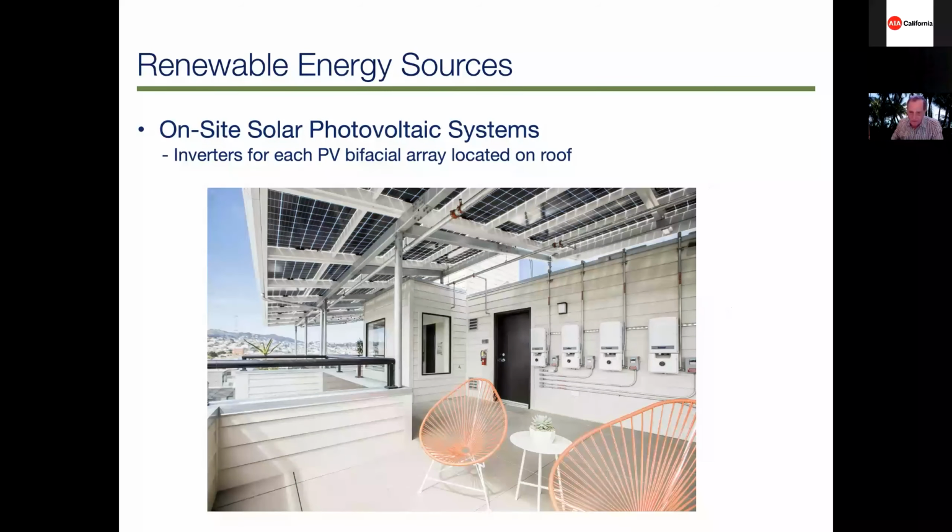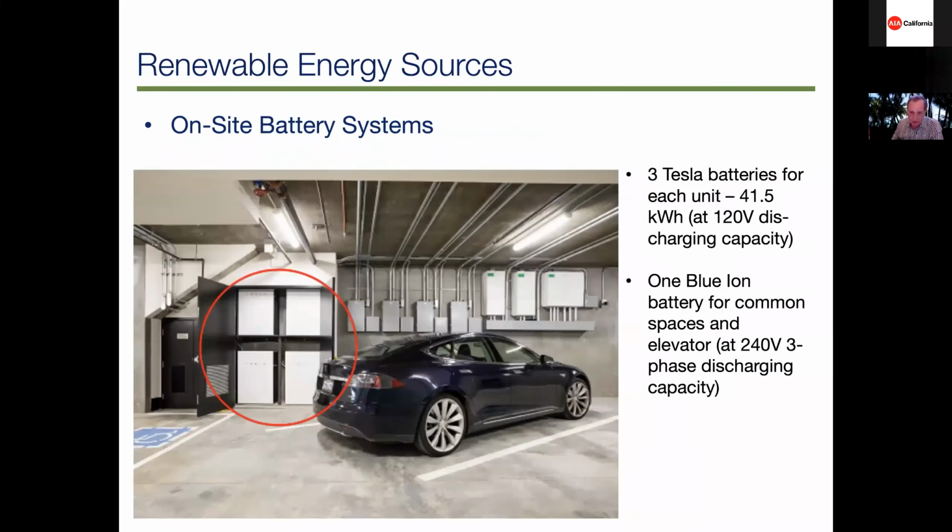The inverters you can see in this photograph are against the wall. Each condominium unit has its own converter and its own section of panels. So they have their own. And the battery systems are located in the ground floor. You can see here 3 Tesla batteries for every unit. That's 12 for the 4 units. And they have this special battery for the elevator, the high voltage 3-phase.